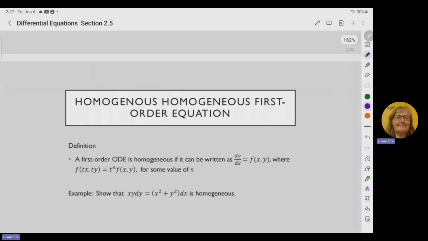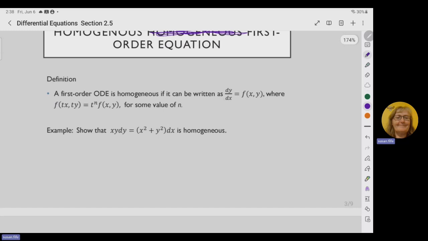So we'll start with a homogeneous first order equation. It is an equation that can be written in the form dy over dx equals f of x, y, where f of tx, ty is equal to t to the n times f of x, y.